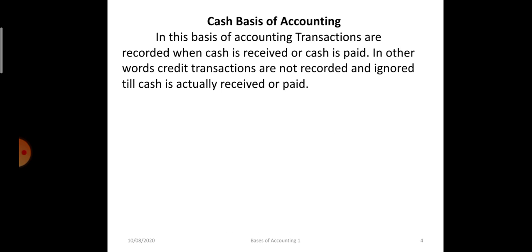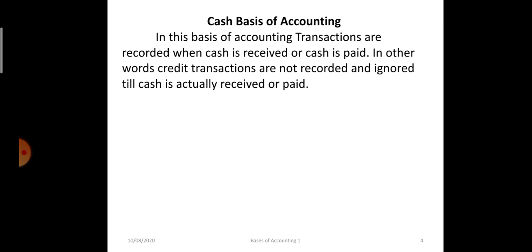First we will discuss the cash basis of accounting. From the name itself we can guess that the transactions which are done in cash are recorded. In this basis of accounting, transactions are recorded when cash is received or cash is paid. In other words, credit transactions are not recorded. They are ignored until the cash is paid or cash is received.